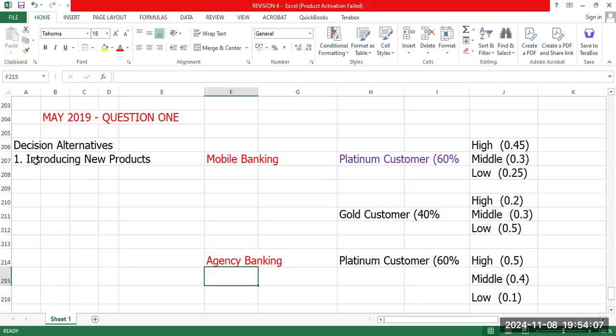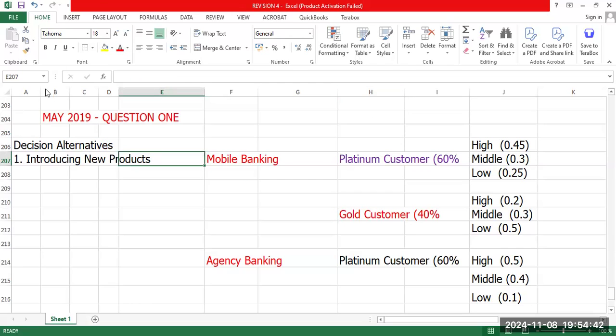And the next, which options can I introduce? I can choose to introduce mobile banking or agency banking. Once I introduce mobile banking, this is what will happen. I will find in the market the category of platinum customer. Now the fact that I am talking about the customer, I have no control. That's why you're given the probability. So it means that here, these two are your states of nature.